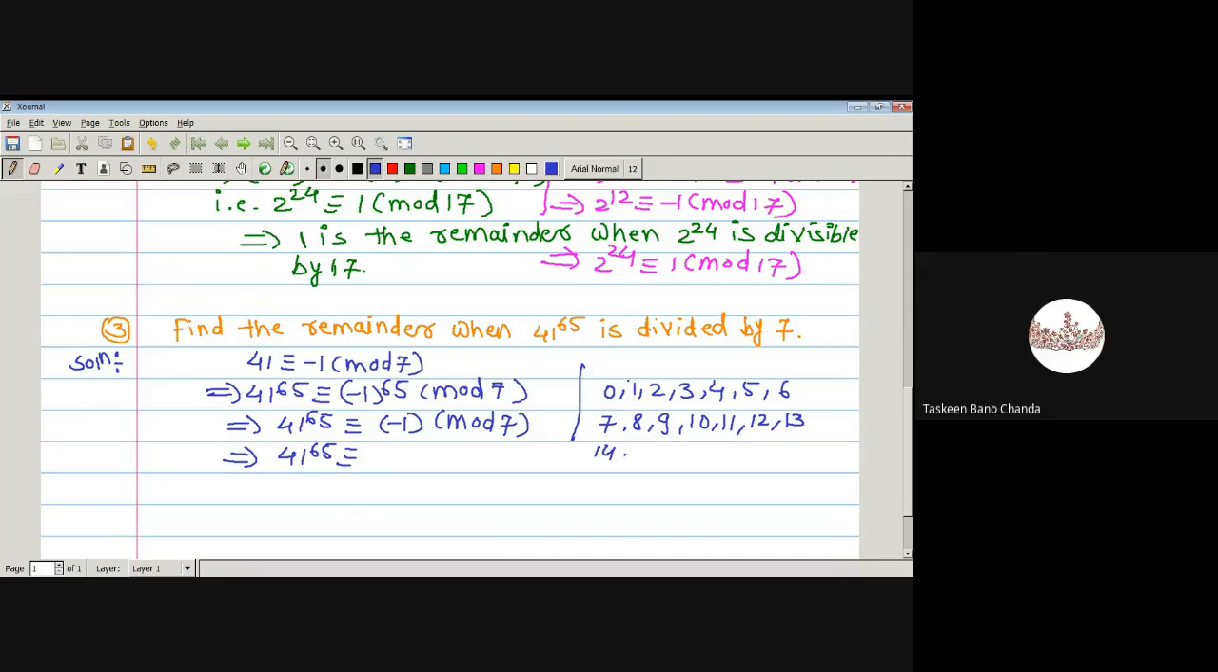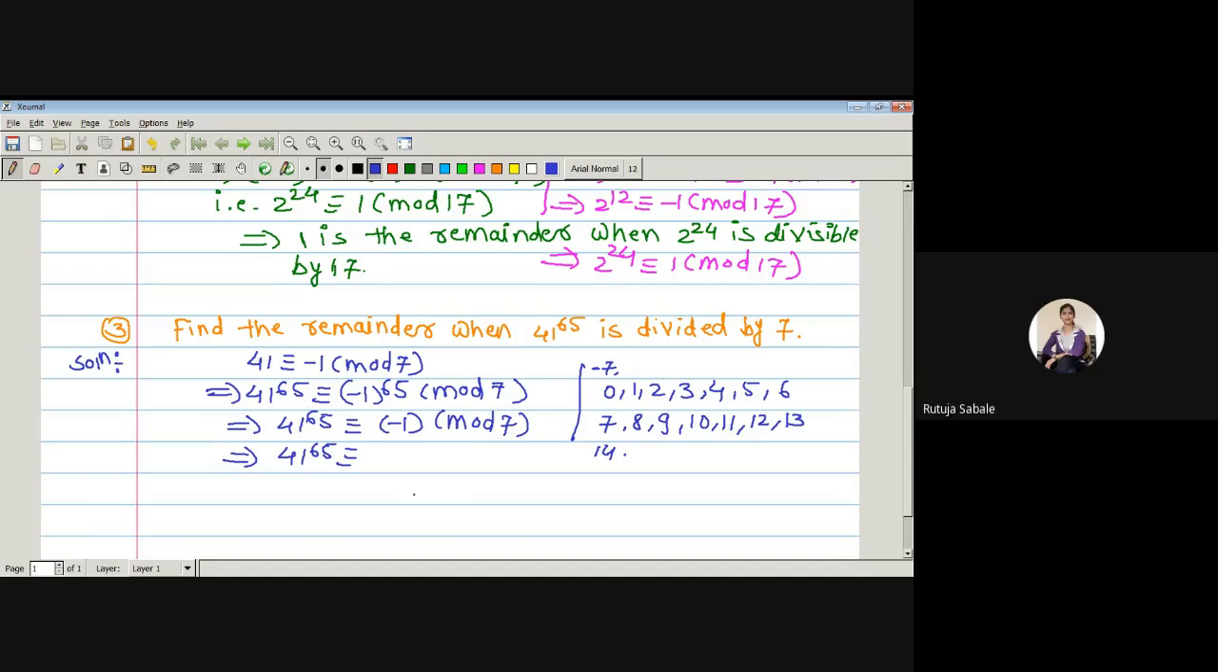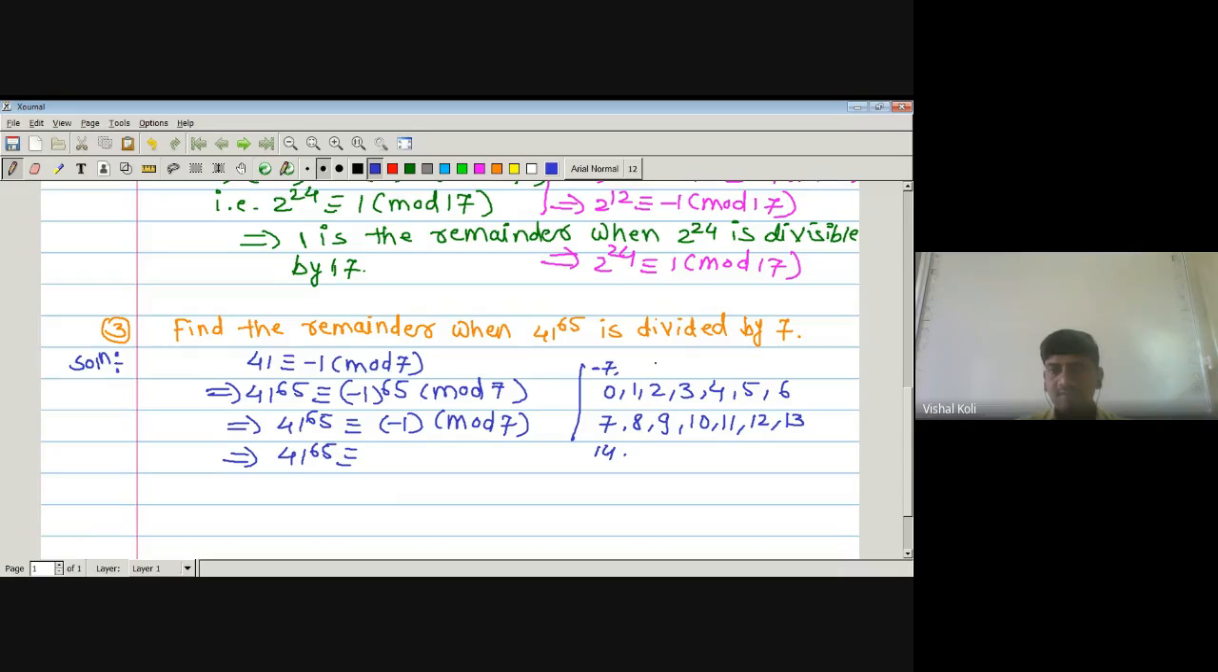ठीक आहे ना? Similarly for negative: -7 is nothing but 0. For 1, -6. -6 येईल ना? नक्की ना? -6. For 2, -5. For 3, -4. For 4, -3. For 5, -2. For 6, -1. 6 + 1 किंवा -1 -6 -7 होईल ना, तेव्हा डिवाइड करेल ना 7 त्याला.